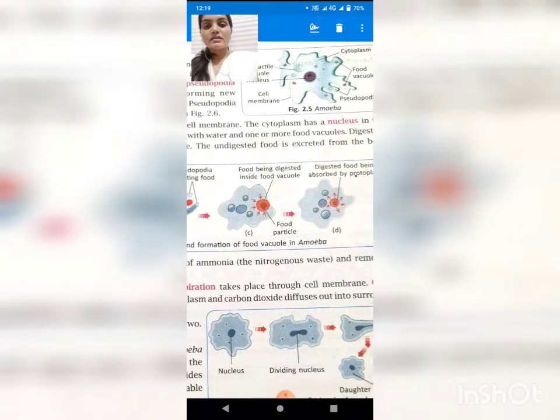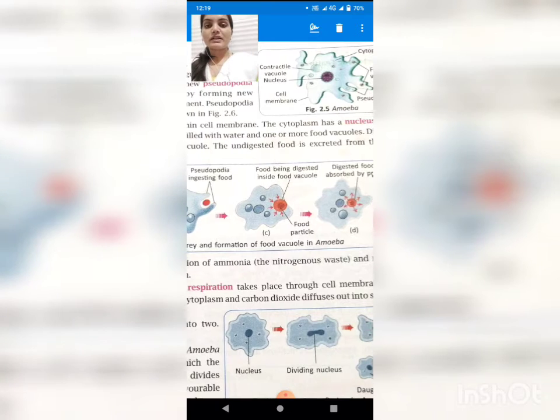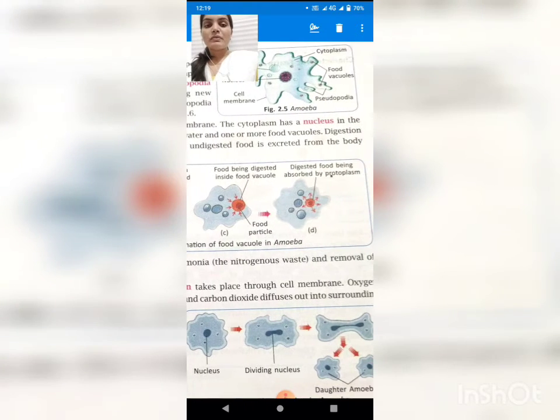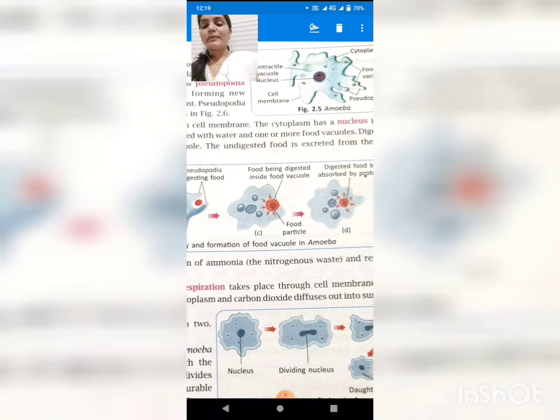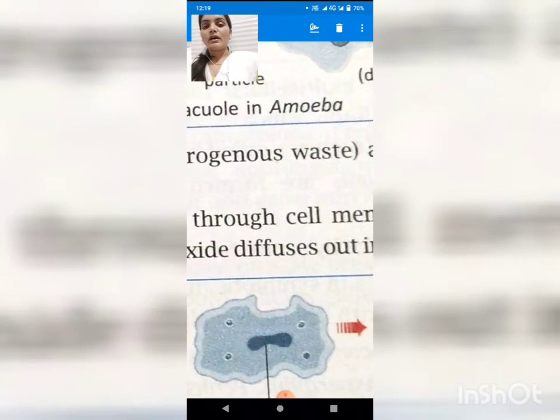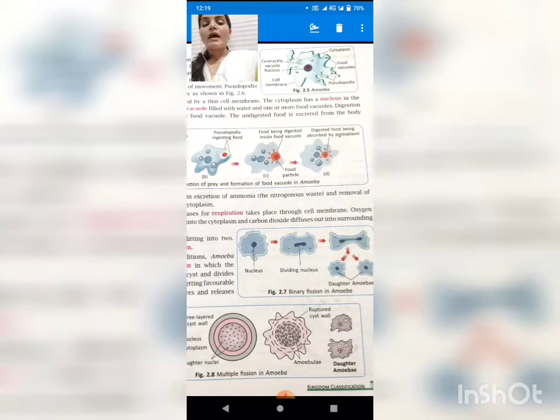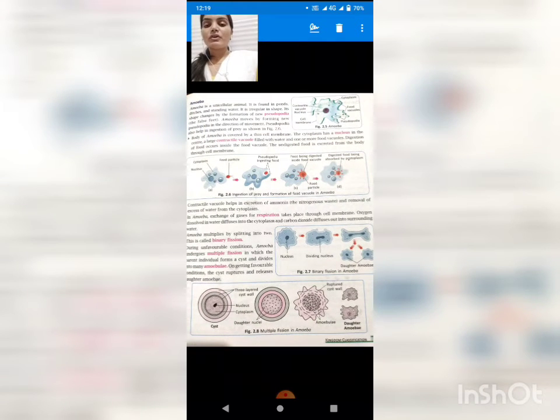See, in amoeba what you are able to see is the nucleus, contractile vacuole, cytoplasm, food vacuole, pseudopodia which are the false legs, and cell membrane. Okay, so this is the diagram of an amoeba. Amoeba is an example of an animal which belongs to kingdom Protista.